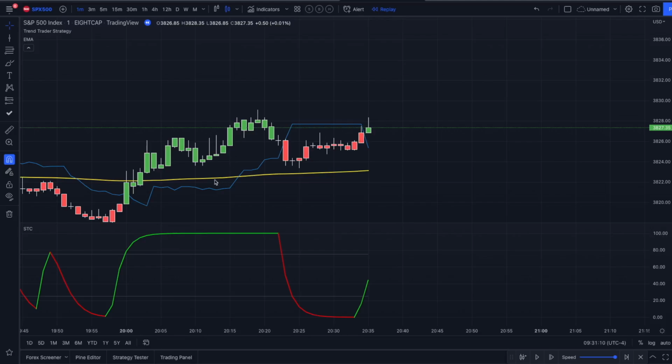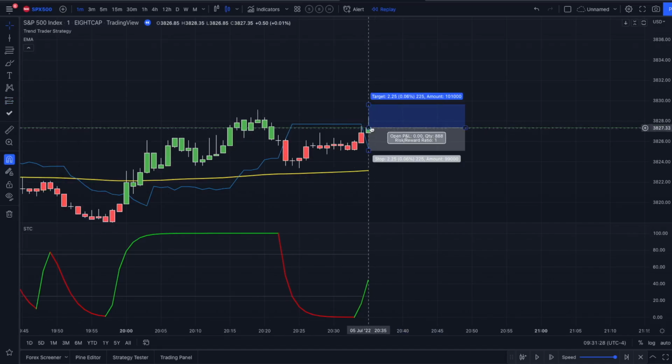Alright, and now here is an example for a long entry. We have the trend above the 200 EMA, and we had a green color trend. We crossed the Trend Trader strategy line, turned red and turned green again. At the same time, we see that the STC indicator turned green as well. So all our conditions are met.